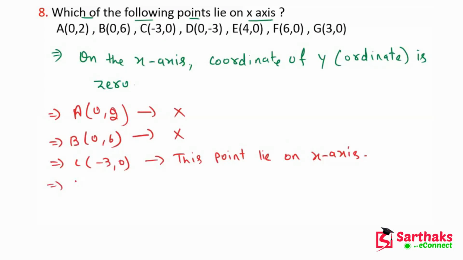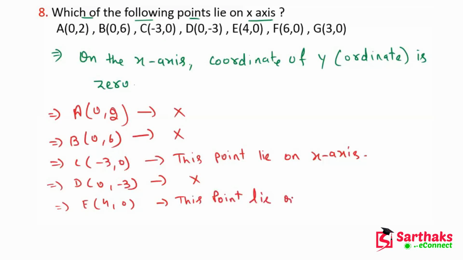Now if you talk about point D, the coordinates are 0 comma -3, so this does not lie on the x-axis because its x coordinate is 0. On the x-axis, the x coordinate is not 0 but the y coordinate is 0. Now if you talk about point E, the coordinates are 4, 0. In this case, this point lies on the x-axis.